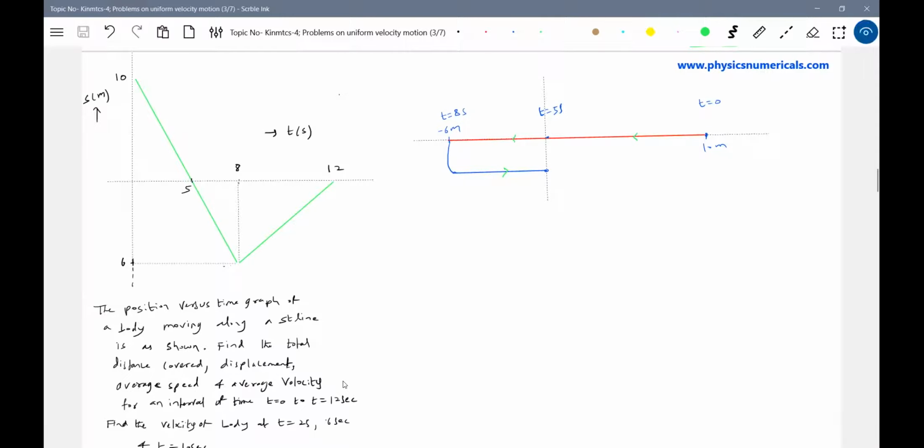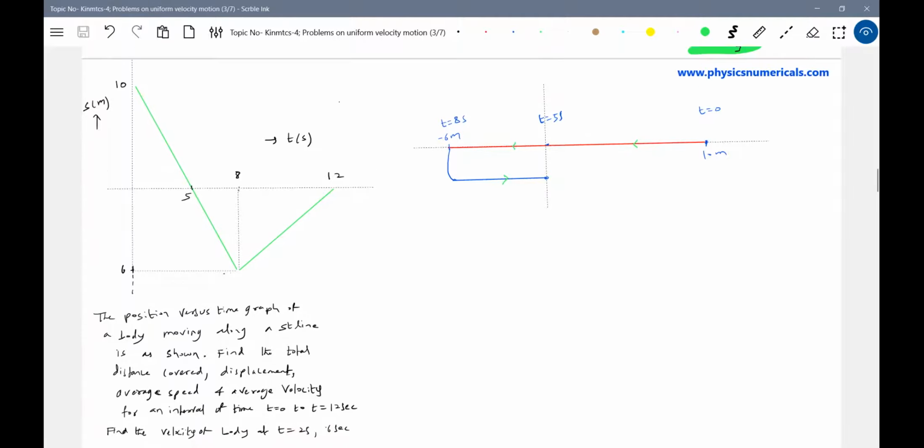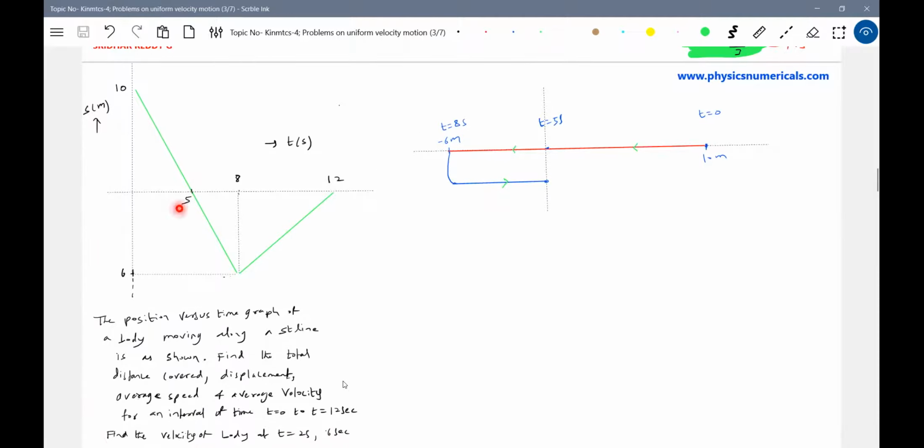The position versus time graph of a body moving along a straight direction is given. Find the total distance covered, displacement, average speed, and average velocity for the interval of time t equals 0 to 12 seconds, for the first 12 seconds. Then find the velocity of the body at t equal 2 seconds, 6 seconds, and t equal 10 seconds. Okay, this is the position versus time graph. Initially the object is at s equal 10 meter, I just indicated here. This is the initial position.